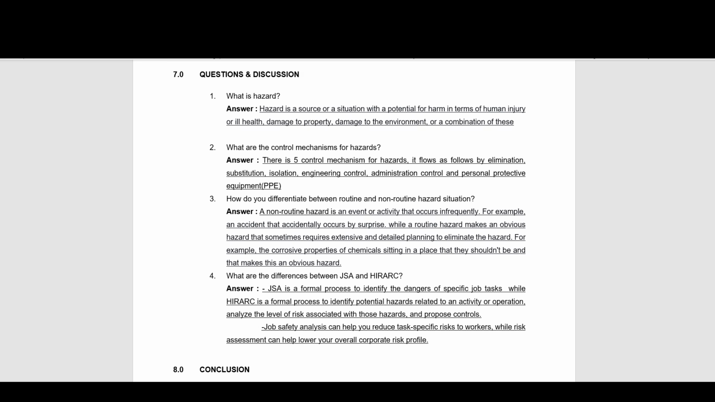The question and discussion for number 4 is what are the differences between JSA and HIRARC? JSA is a formal process to identify the dangers of specific job tasks, while HIRARC is a formal process to identify potential hazards related to an activity or operation, analyze the level of risk associated with those hazards, and propose controls. And the next is job safety analysis can help you reduce the task-specific risk to workers, while risk assessment can help lower your overall corporate risk profile.